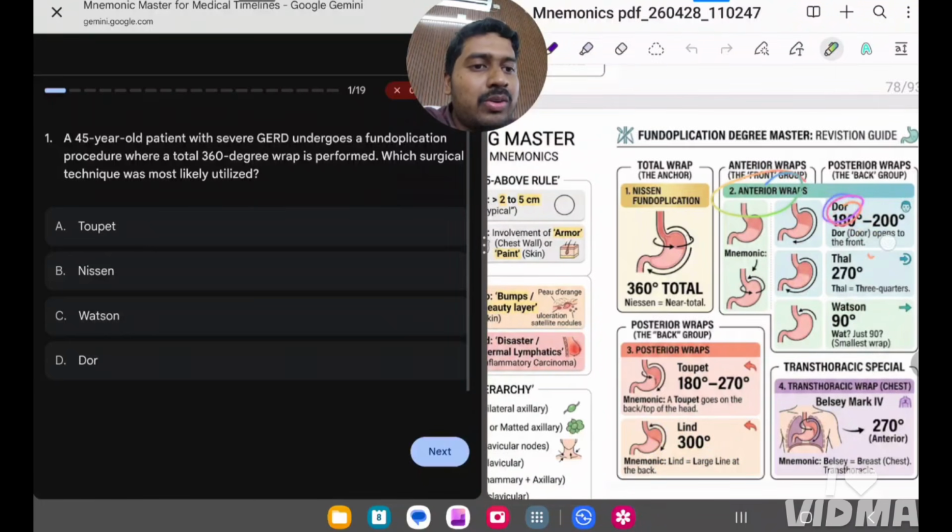Next, anterior wraps are there. That is Dor. Dor fundoplication is like when you open a door, it will open 180-degree, right? Thal is 3/4, 3 for Thal. Okay, so it is 270 total, 3/4. Watson is what? Just 90-degree. So this is how you remember things.